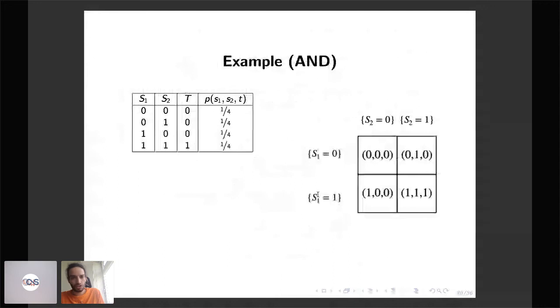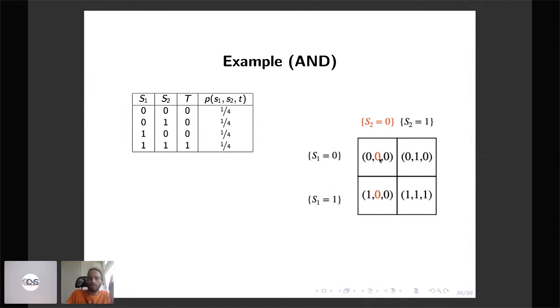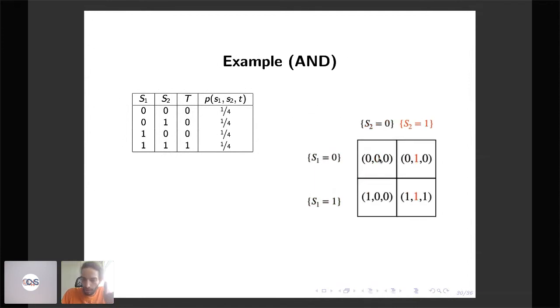So let's now work out the AND example again with our measure to see how we can work out the whole thing here. I'm going to explain the space that we have. The first row is the realization where S1 took the realization 0. The second row is where S1 took the realization 1. The first column is S2 taking realization 0. The second column is S2 taking realization 1.